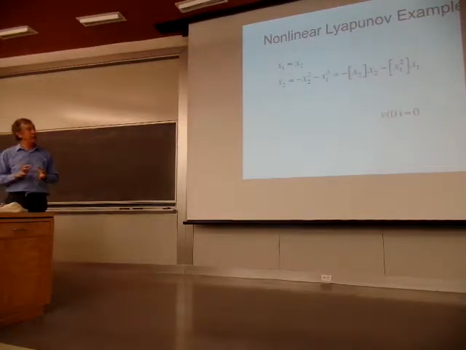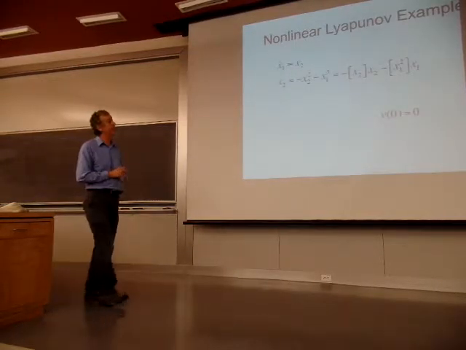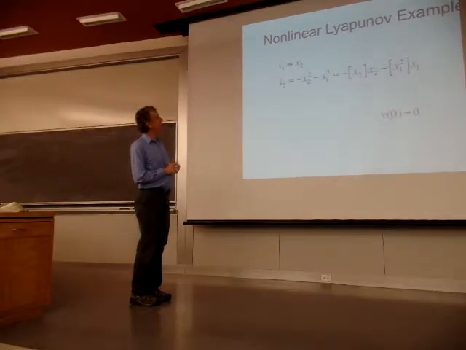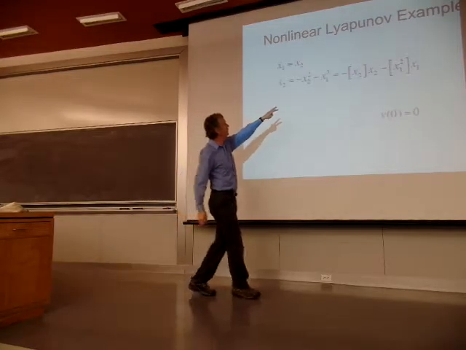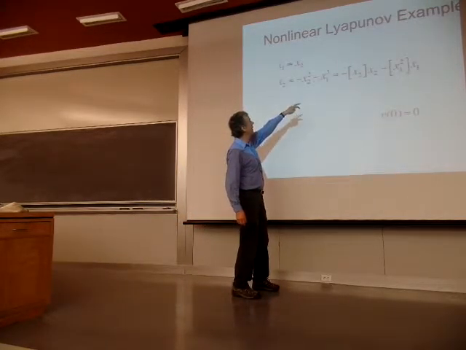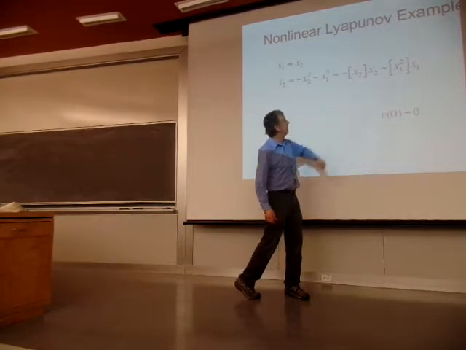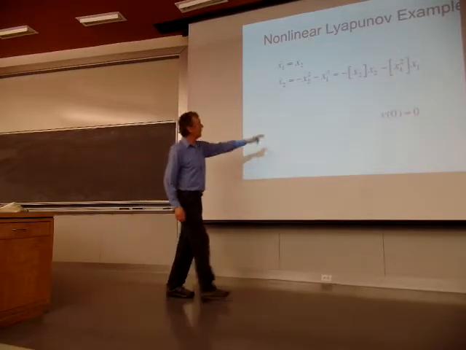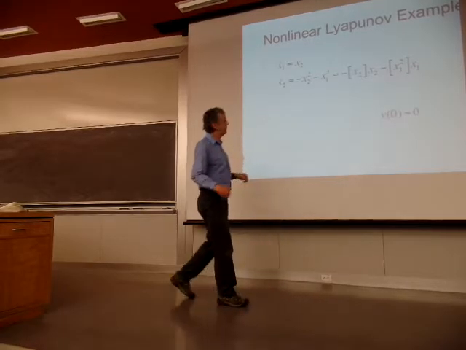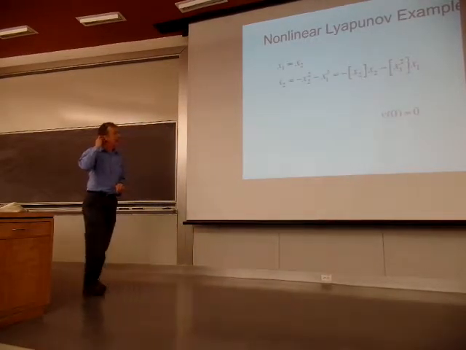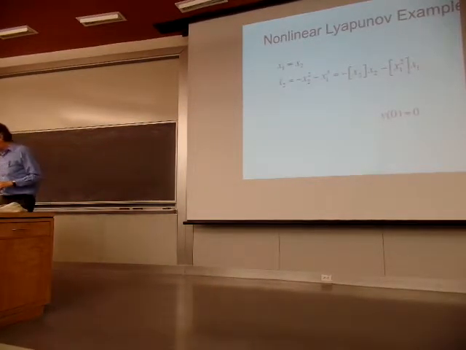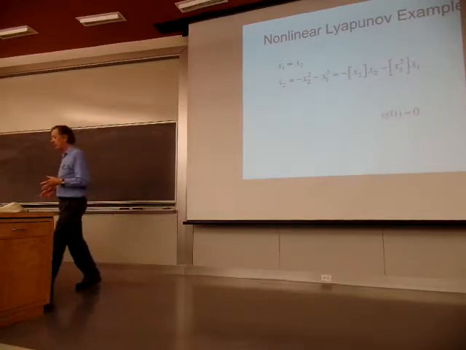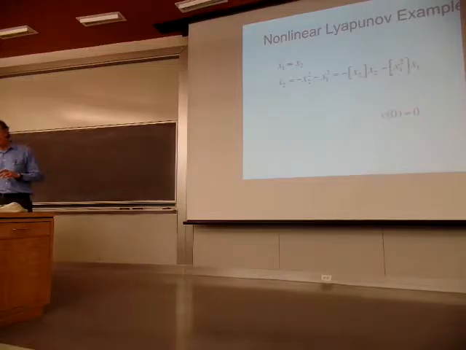Now, you can do some nice nonlinear things here, though. So here's the problem. Right? X1 dot is equal to X2. X2 dot is equal to this nonlinear function, X2 squared minus X1 cubed. All right? And I can kind of rewrite that in terms of X1, X2. And I want to try to find some Lyapunov function that will show me stability of the system.